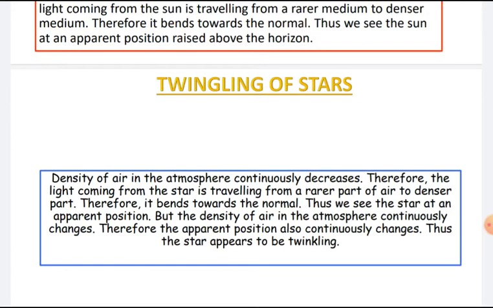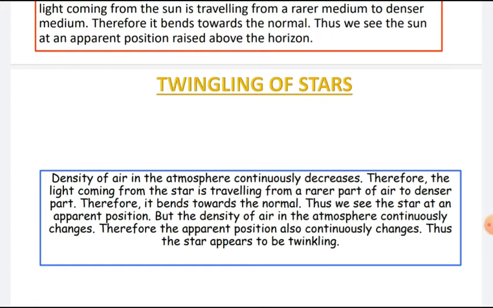Twinkling of the stars. The density of air in the atmosphere continuously decreases. Therefore, the light coming from a star is traveling from rarer medium to denser medium. Therefore it bends towards the normal. Thus we see the star at an apparent position, but the density of air in the atmosphere continuously changes. Therefore, the apparent position also continuously changes. Thus, the star appears to be twinkling.